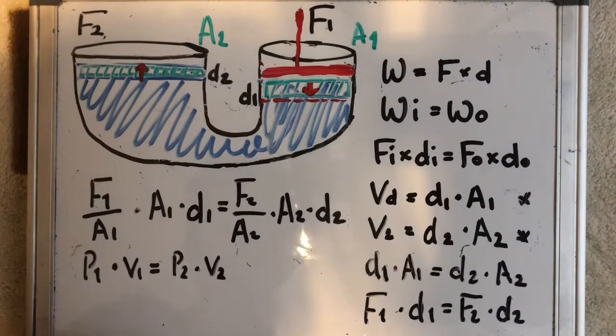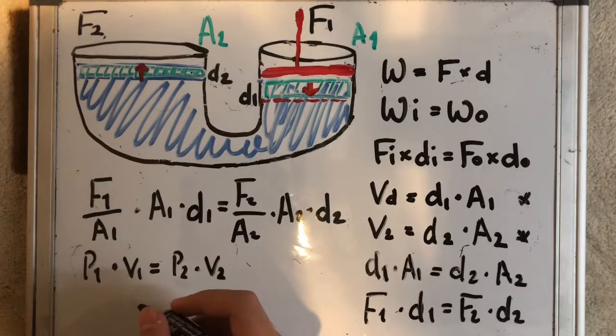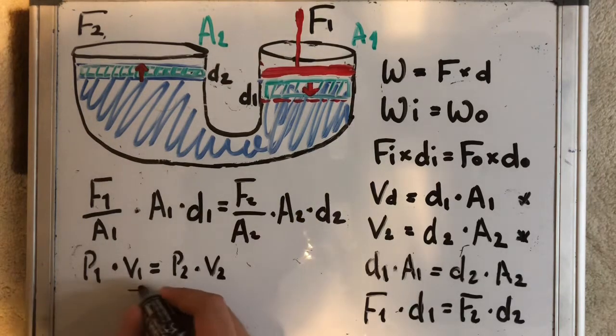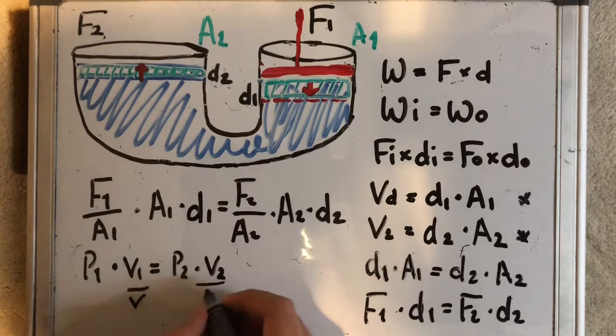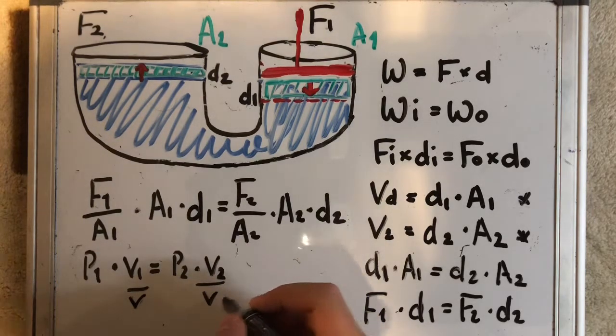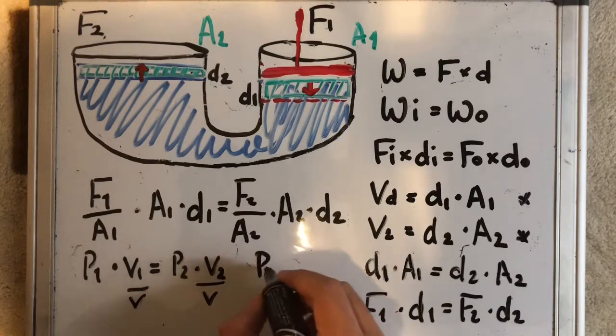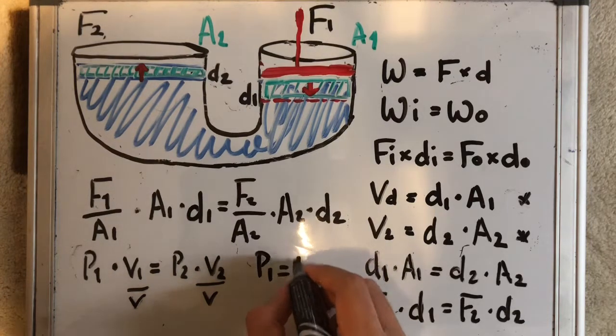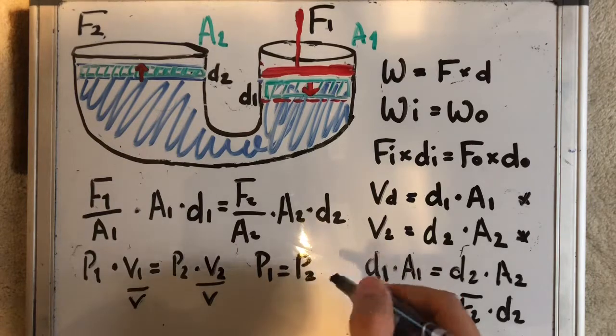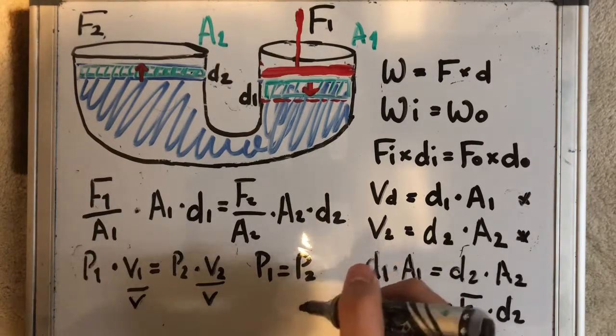And just like stated before, we can say that the input volume equals the output volume. If we divide both sides by the volume, we get that pressure 1 equals pressure 2, or the pressure input equals the pressure output.